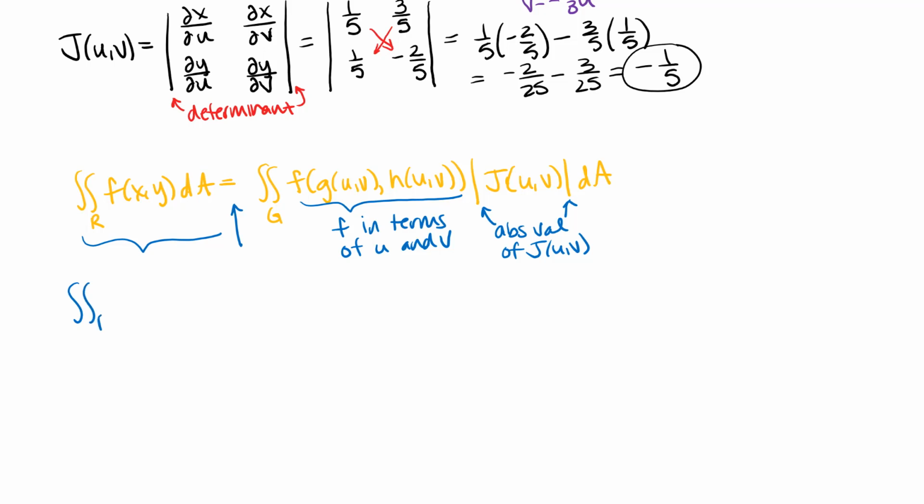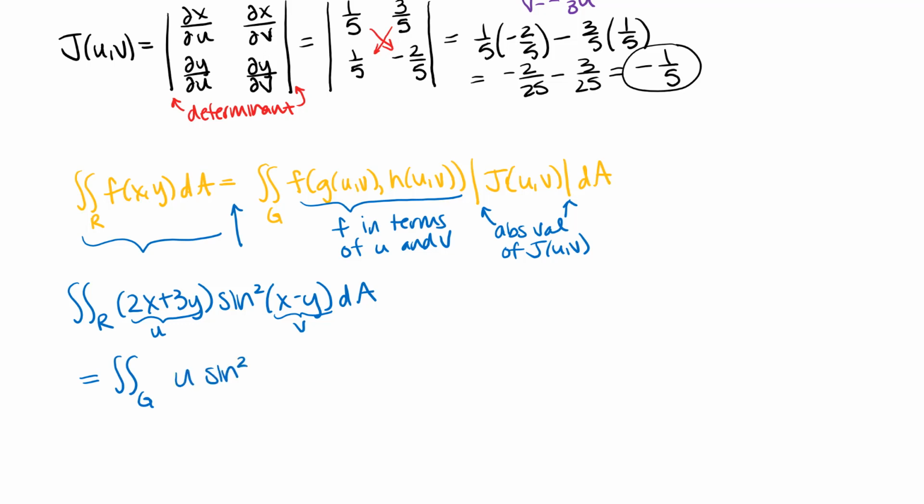So we started with a double integral over the region R. We decided to let u equal that expression in the first parentheses and v equal the expression in the second parentheses. We went through and did all the necessary calculations and checked all of the conditions for the theorem. So it tells us that we are going to be able to set up this double integral over the region G of u times sine squared of v, that's my function f in terms of u and v, times the absolute value of the Jacobian.